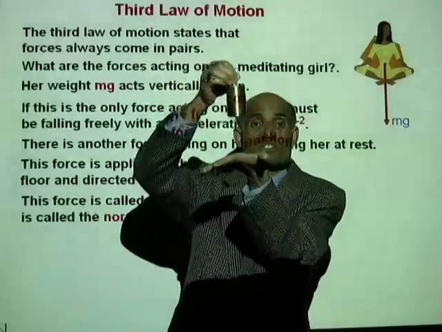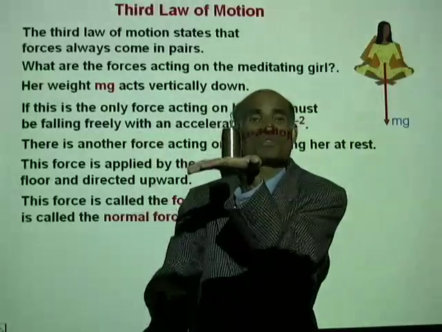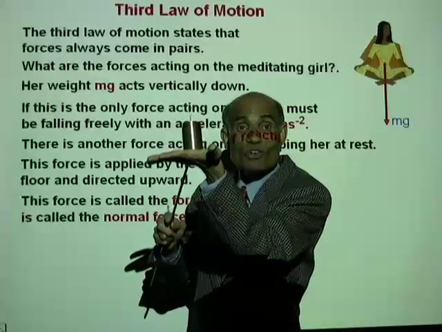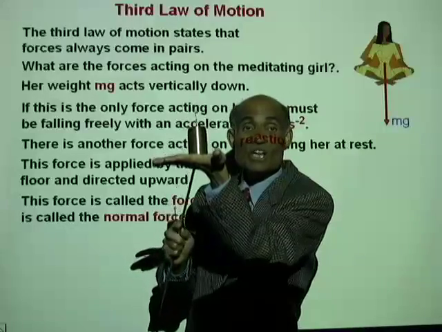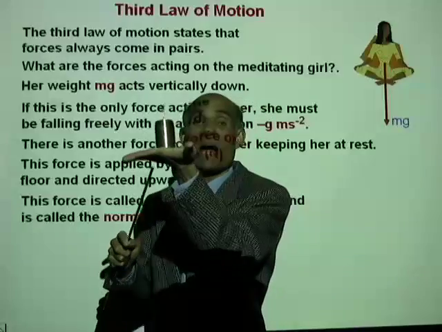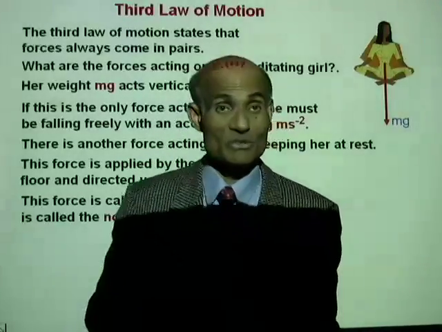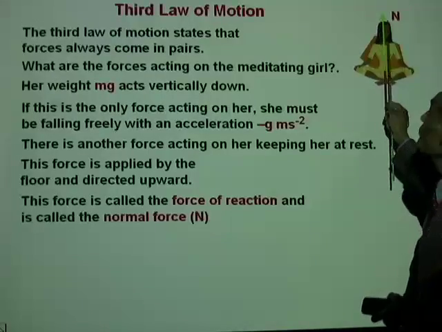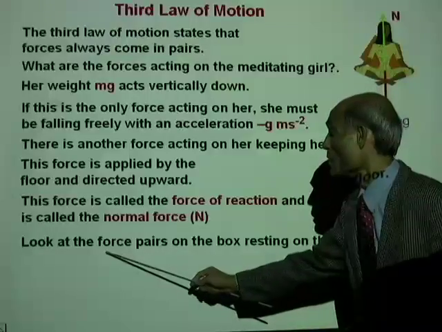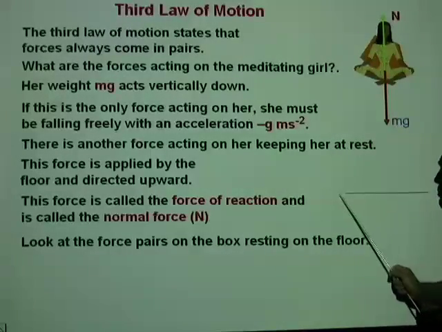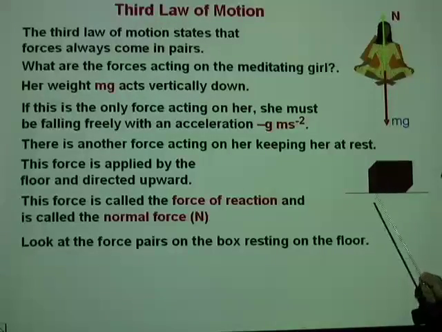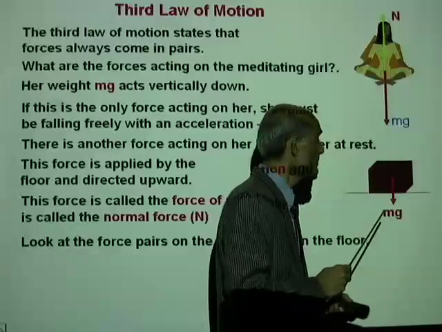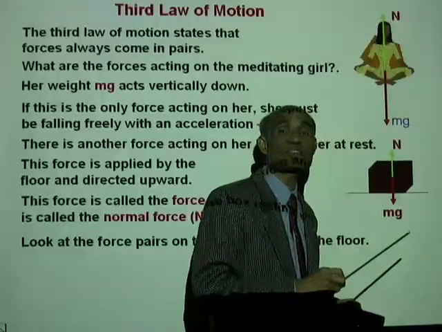So, when this mass is sitting on my hand, what are the two forces there? The weight of this mass is acting vertically down, and the force of reaction applied by my hand is the normal force vertically upward. And the magnitudes of these two forces are exactly the same. So you have the weight acting vertically down and the normal force acting vertically up. Now look at the force pairs on the box when the box is sitting on the floor. Here's a box. What are the force pairs on that box? The weight mg is acting vertically down and the normal force N is acting vertically up.